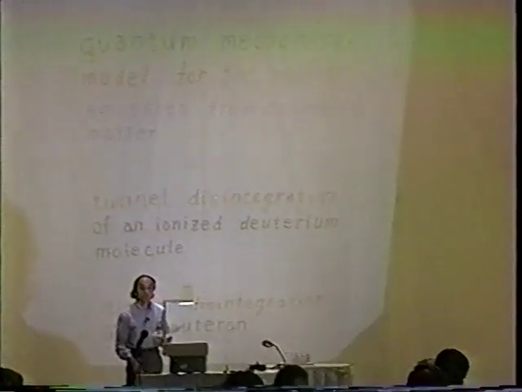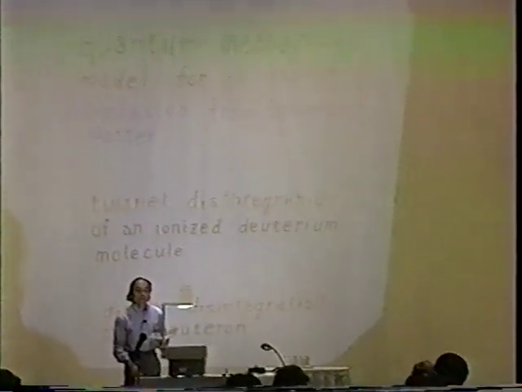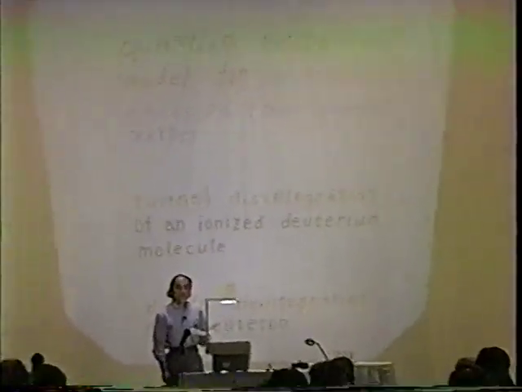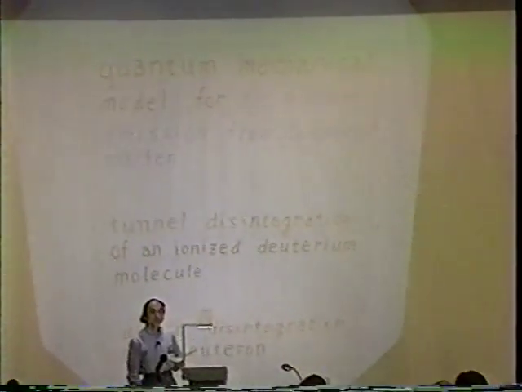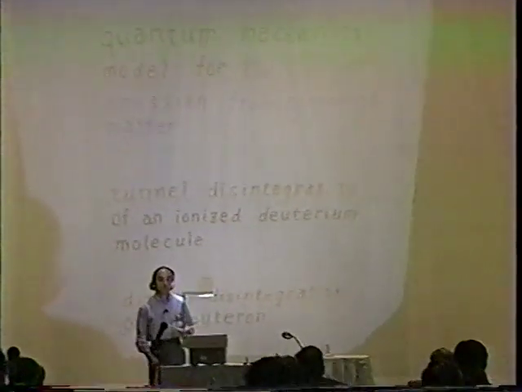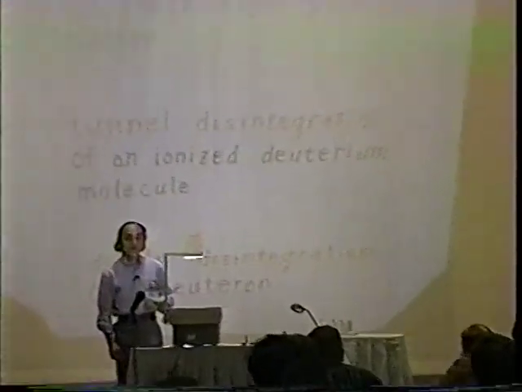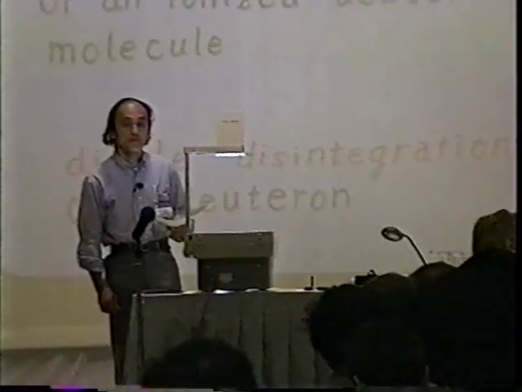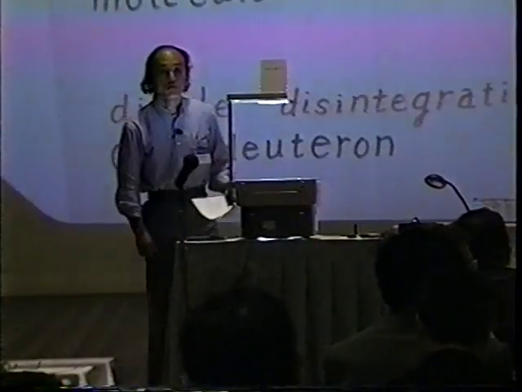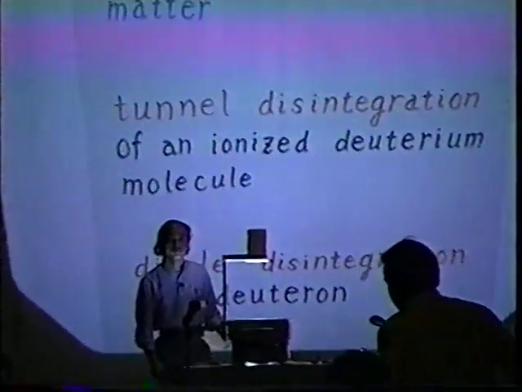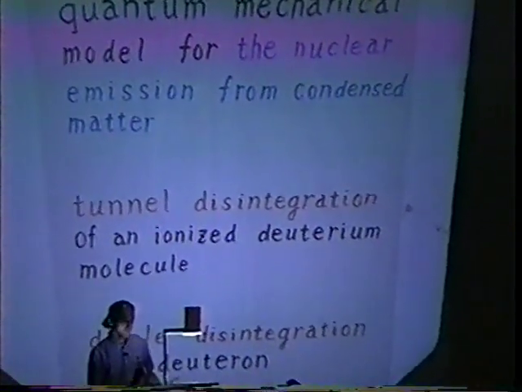We try to propose a quantum mechanical model for the neutron emission from condensed matter. This model is based on two new phenomena. One is the total disintegration of a deuterium molecule, and the other is the subsequent dipole disintegration of a neutron. We calculate the probabilities of the neutron emission from condensed matter. We consider the mechanism of the dipole disintegration, especially the transition from the ground state to the jetting state.